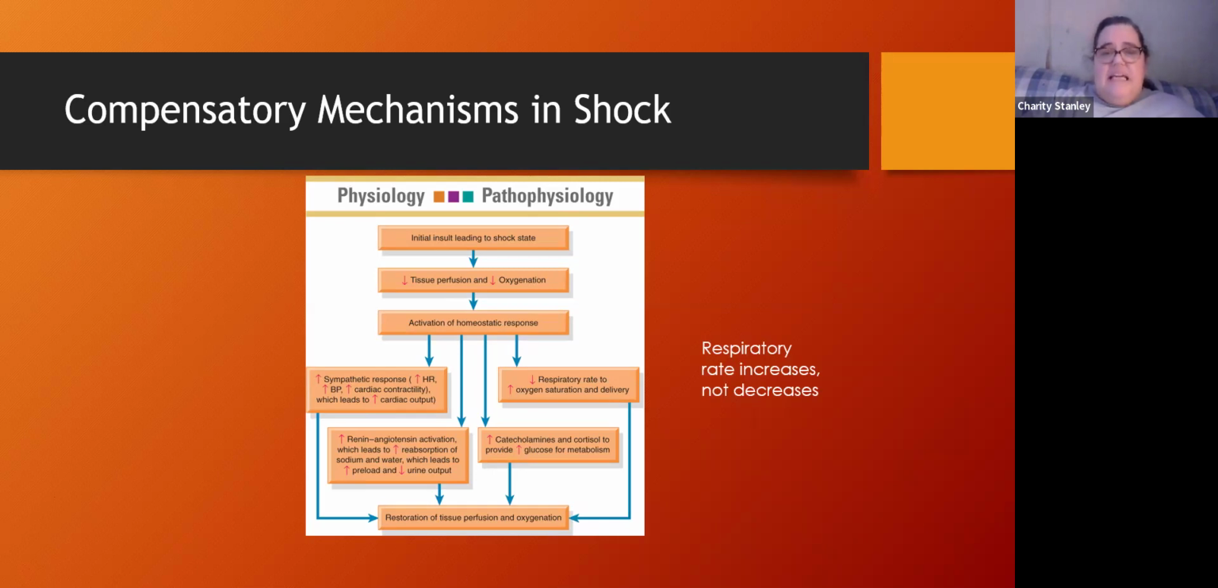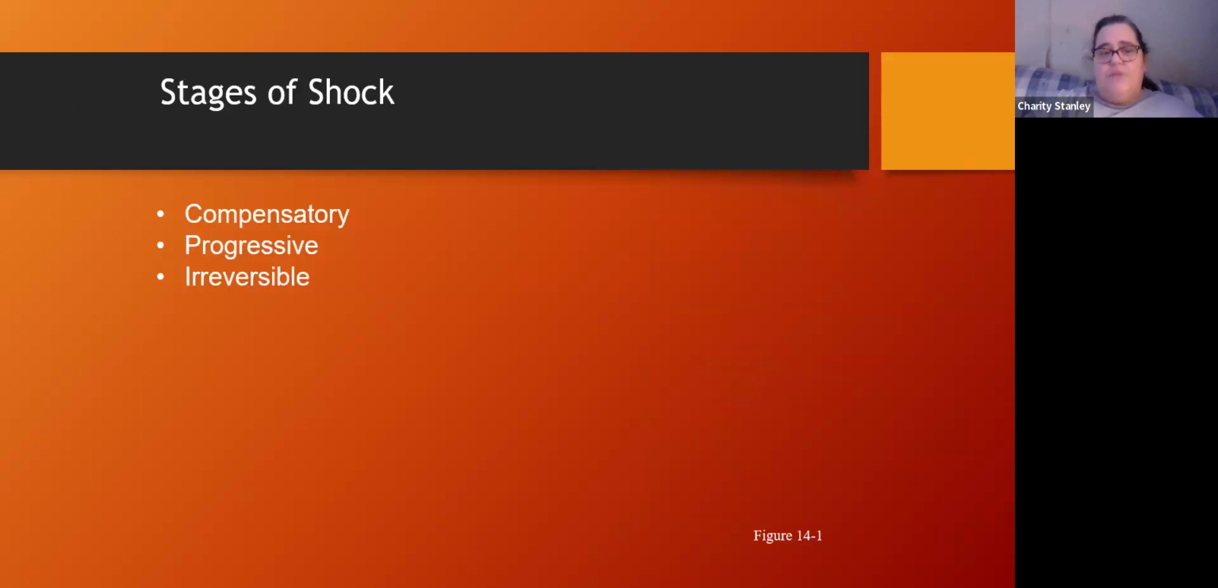So in kids, shock happens even faster. We literally, the kid will be looking at us, talking to us perfectly fine, and then 30 seconds later will be unresponsive and in full-on shock. So we don't have the compensatory mechanisms as strong in kids as we do in adults.